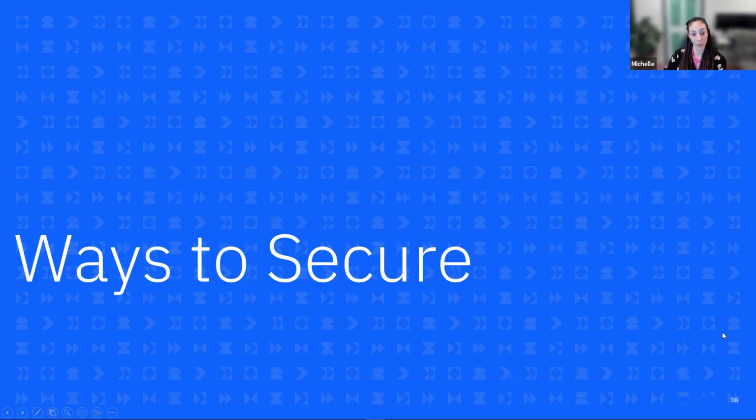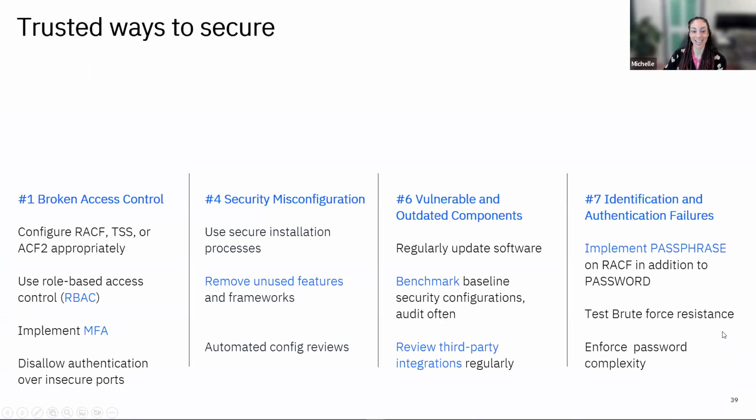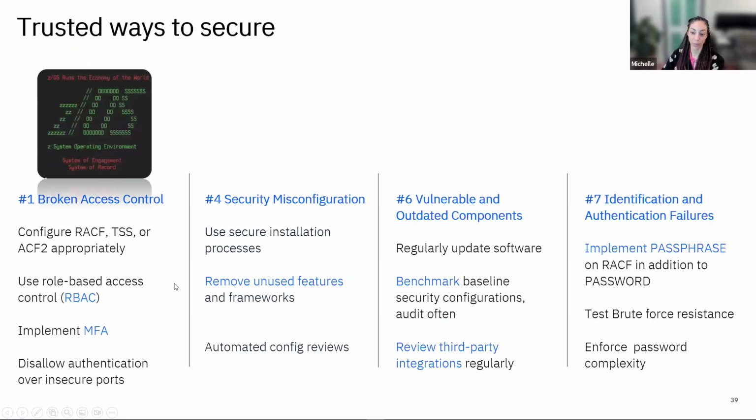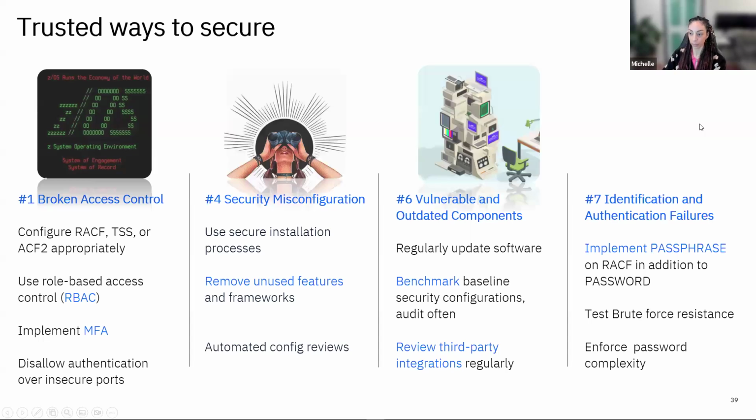So a few ways to secure, so we're not leaving on such a scary note. For broken access control, you can configure RACF, TSS, or ACF2 appropriately. These are your ESMs, your security management tools. Use role-based access control, implement MFA always, and disallow authentication over insecure ports.